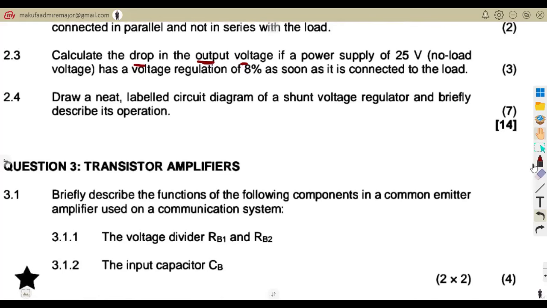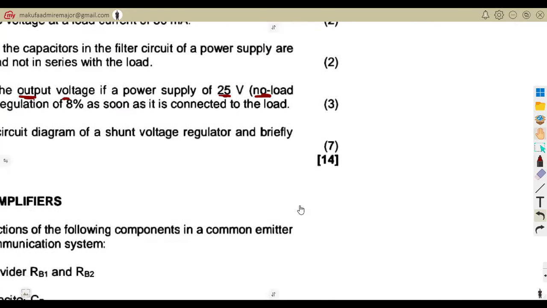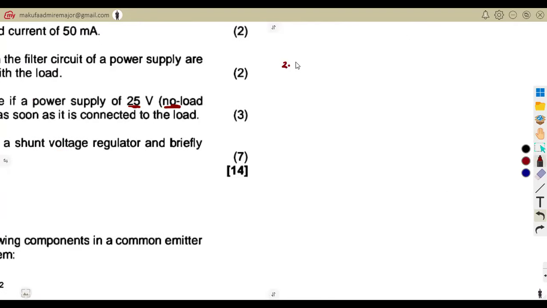If a power supply of 25 volts at no load voltage has a voltage regulation of 8% and is connected to the load, what is the output, meaning the voltage at full load? That is question 2.3. Let's just take the information that we are given there.